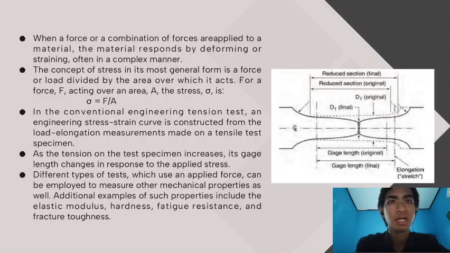In the next, high temperature creep deformation and stress rupture, where high temperature causes metal to permanently deform as a function of time. Next, damping property, and the last one, wear resistant property.